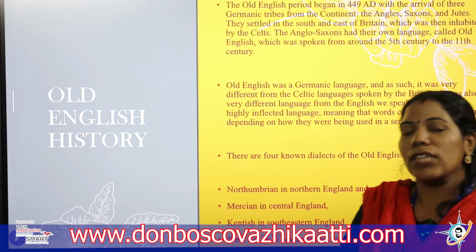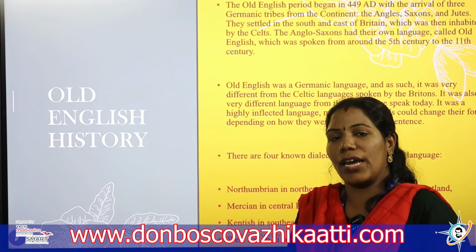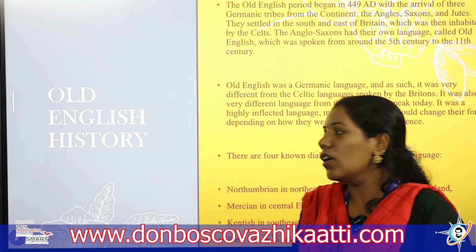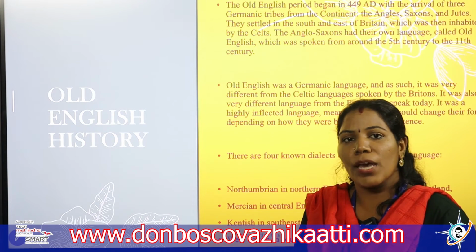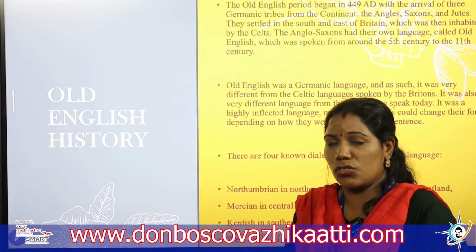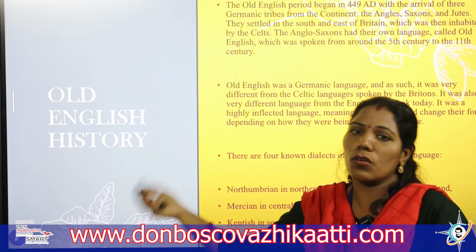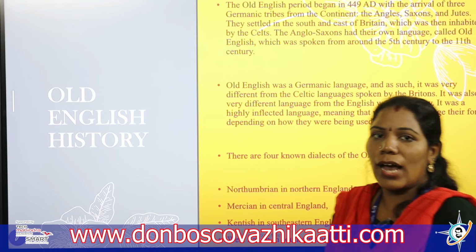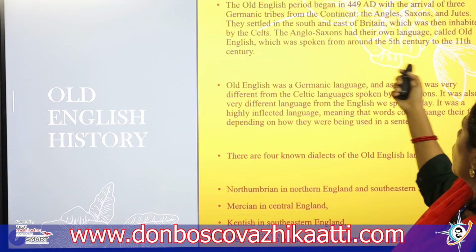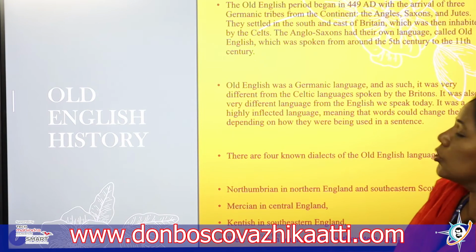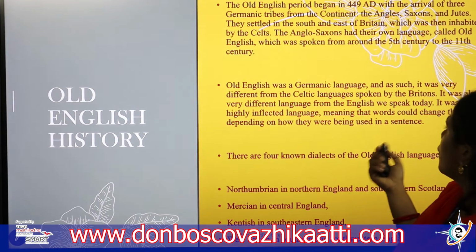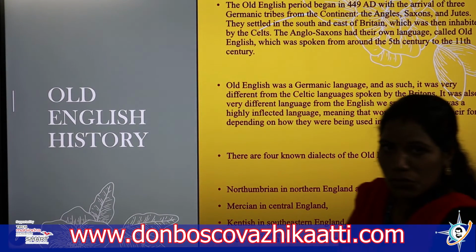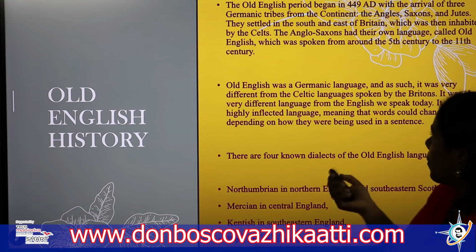The Anglo-Saxons were the people who created and reshaped the country into their own language and created their own form of English language. This happened in the Old English period. It was realized by the Anglo-Saxons. The Anglo-Saxons had their own language called Old English, which was spoken from around the 5th century to the 11th century. Old English was a Germanic language.